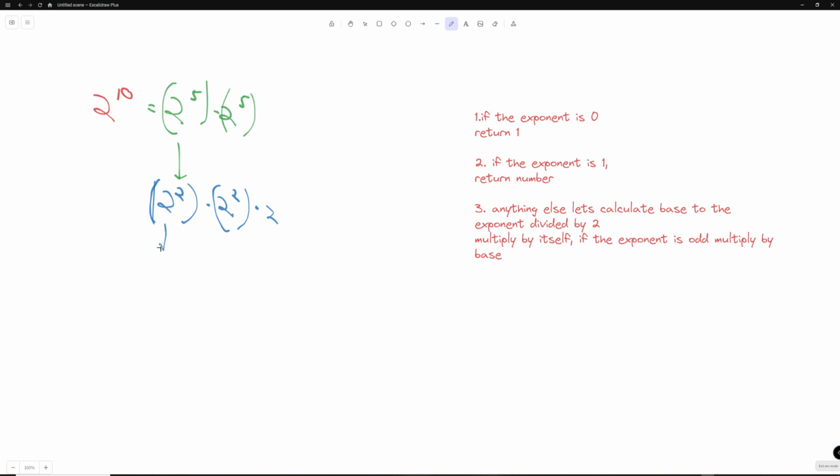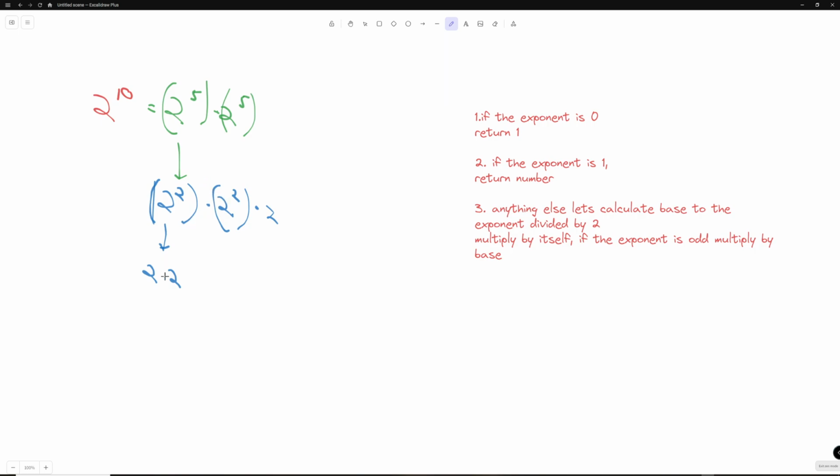And then 2 squared, how do we do that? Well, that's pretty straightforward. It's just 2 times 2, right? So 2 times 2. And notice we only have to calculate the left side for one of these because we're going to calculate the left side and then store it and then just multiply it by itself. So we're not doing 2 calculations here. We're doing 1 and just multiplying by itself.